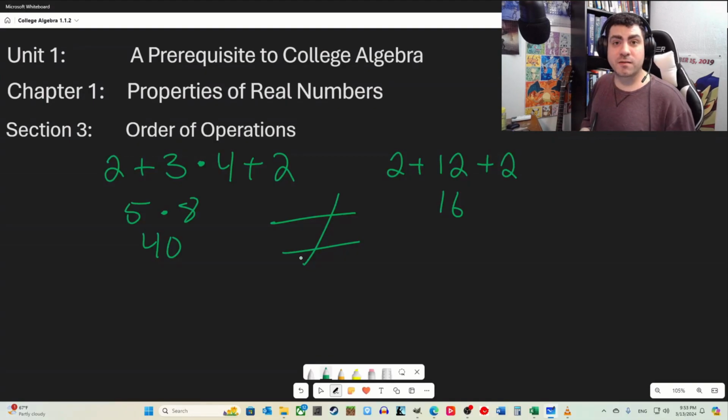And there are reasons for it, some of which are a bit more complicated to explain here. They will make a little bit of sense when we start to work with polynomials. But for the time being, if there's a multiplication problem, you must multiply first. If there is a division problem, you must divide first. You can't just add and subtract before doing anything else.